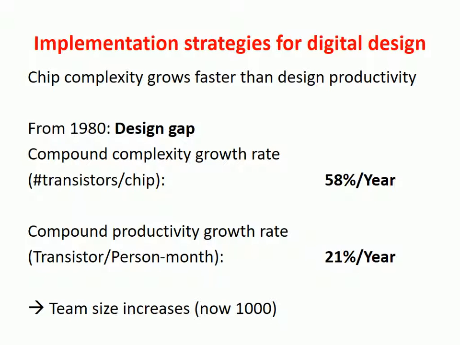and on the other hand, the productivity of designers, the so-called compound productivity in terms of number of transistors per person month that a designer can put on circuit design, has increased only by 21% per year. And this essentially means that the number of designers working on the same chip has increased significantly, and at this stage, for a complex microprocessor, for example, the size of a team is of the order of 1,000 people.